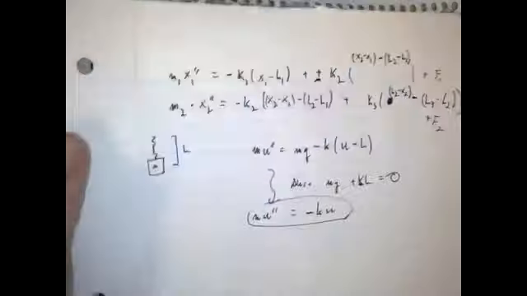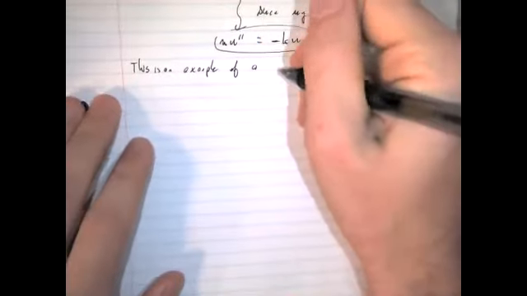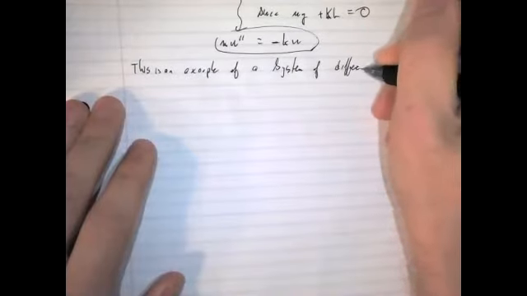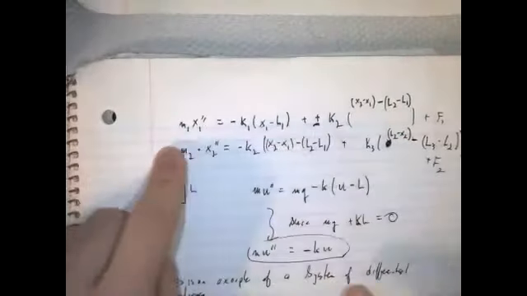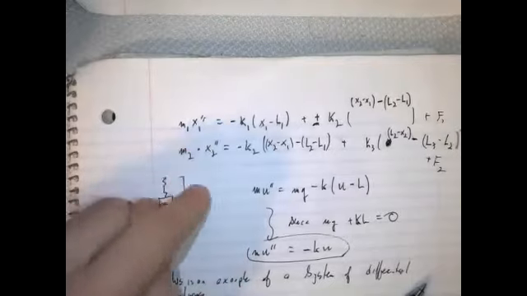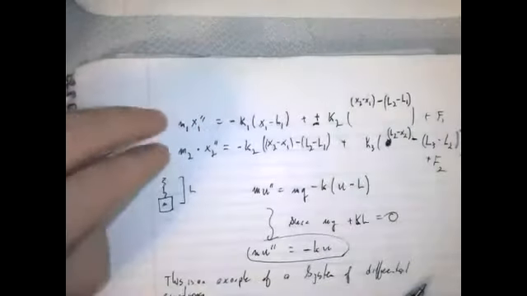Okay, so this is an example of a system of differential equations. In particular, let's ask, first of all, what is the order of these differential equations? Second order? Yep, both of these are second order because they involve a second derivative somewhere.